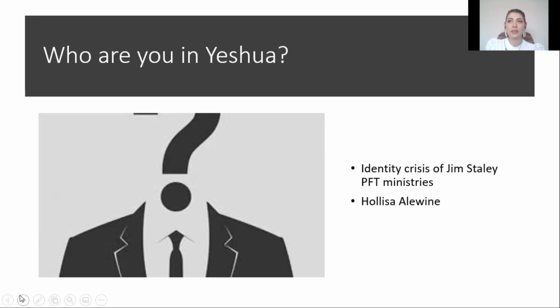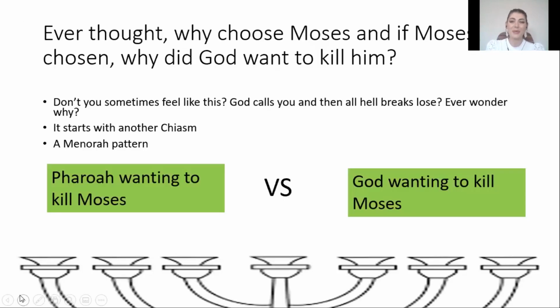And so we're going to answer this question: who are we? Who was Moses? And what does that apply to us today? Okay, so we're first going to start off with, ever thought why God chose Moses? And if Moses was chosen, why did God want to kill him? I think in chapter 4, God tries to kill Moses. Why? God chose him, and then why is God now trying to kill him? So the question is, do you sometimes feel like that?